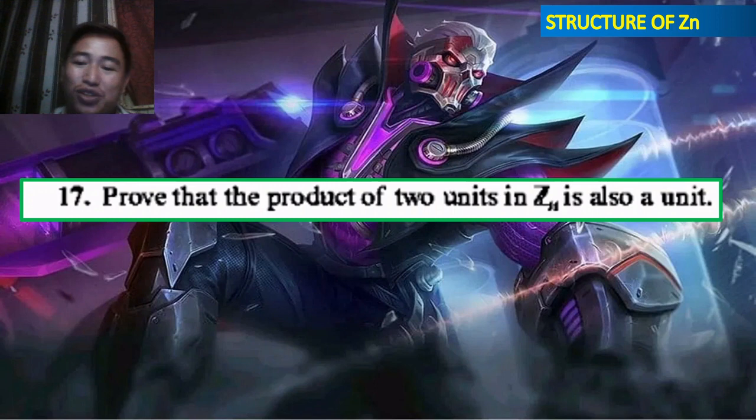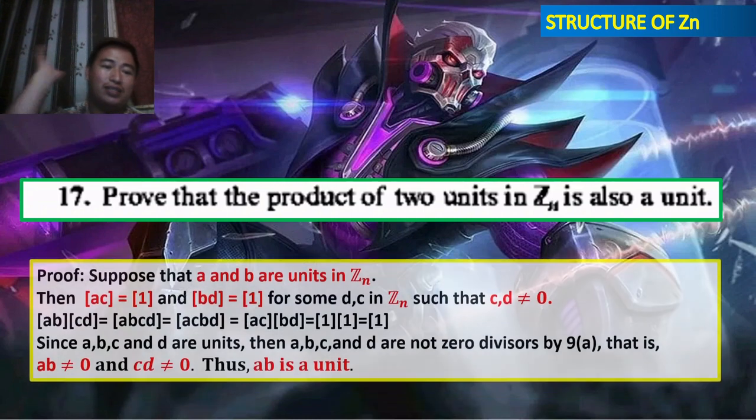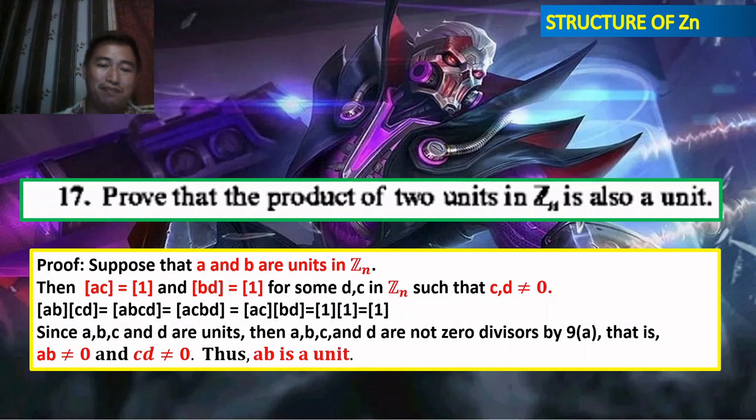Prove that the product of two units in Zn is also a unit. So suppose, class, we have two units, A and B, for example. We need to show that AB, their product, is also a unit. So, proof. Suppose that A and B are units in Zn. If you are a unit in Zn, AC is equal to 1.